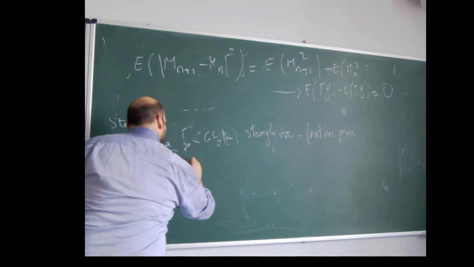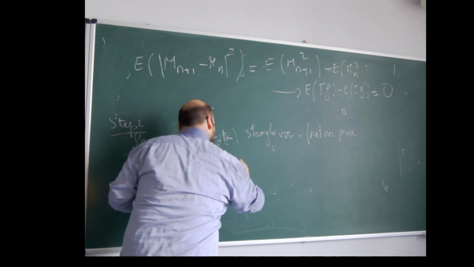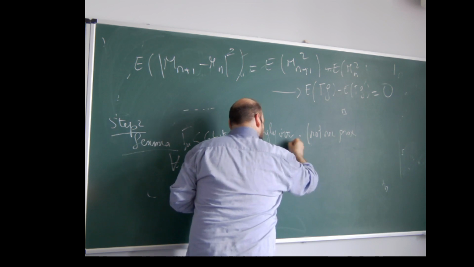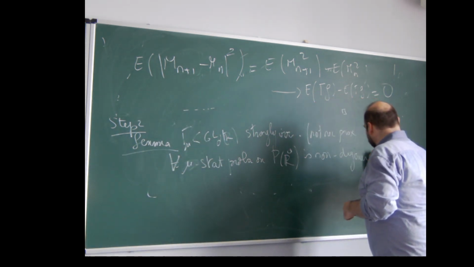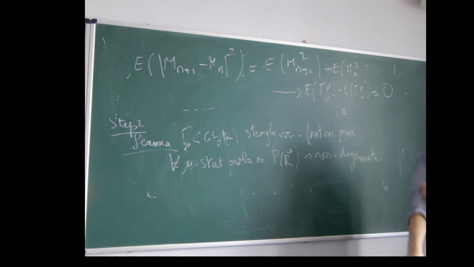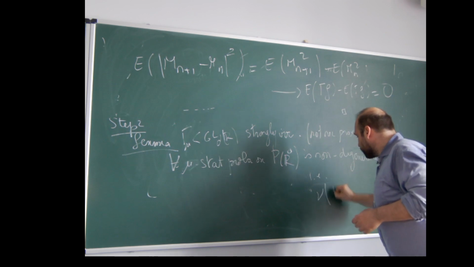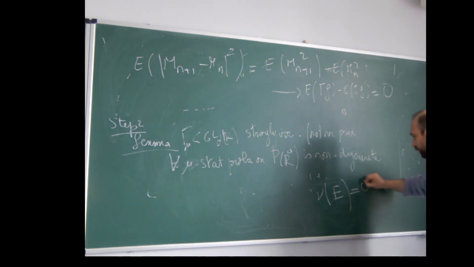Then any mu-stationary probability on the projective space is non-degenerate, which means in this context that it gives zero mass to any proper projective subspace.